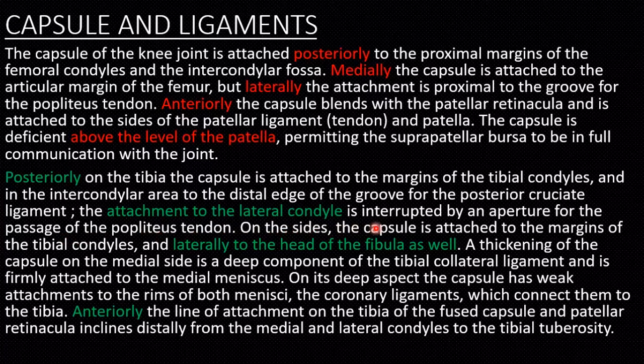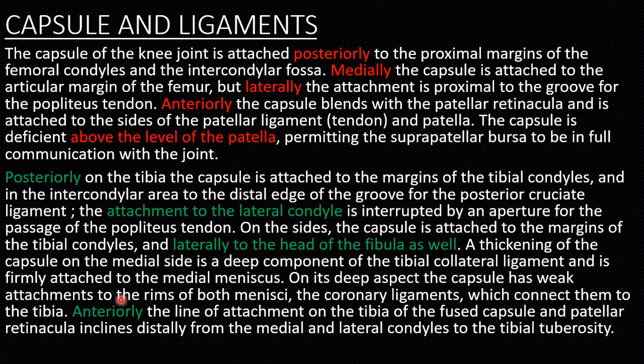Now, both laterally and medially, the capsule is attached to the margins of the tibial condyles, and laterally it is also attached to the head of the fibula. Then we have a thickening of the capsule on the medial side, and that thickening forms the deep component of the tibial collateral ligament, and it is attached to the medial meniscus. Now, on the deep aspect of the capsule, we have fibers which attach the rims of both menisci to the tibia. It is like they anchor the knee menisci onto the tibia. Those fibers form the coronary ligaments.